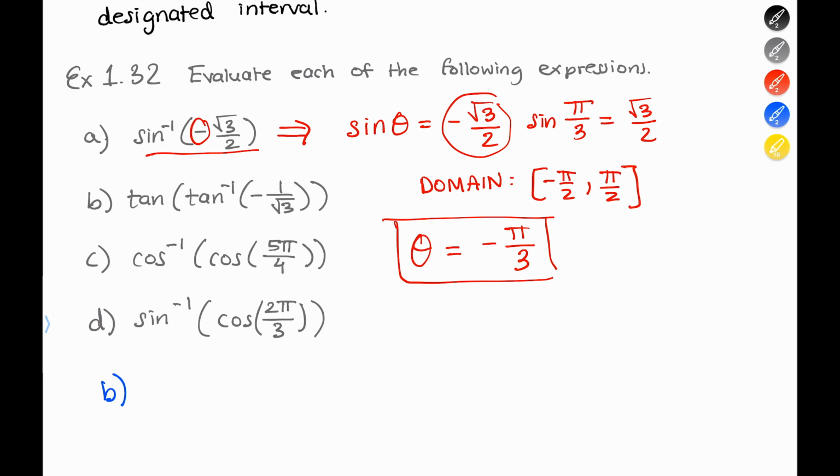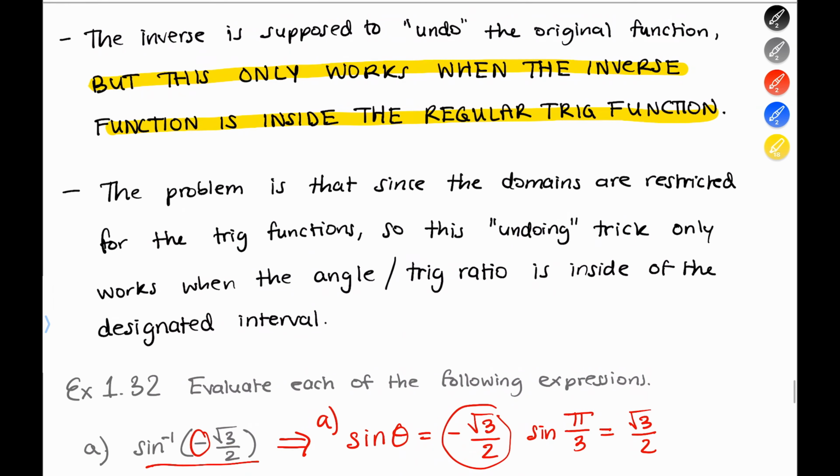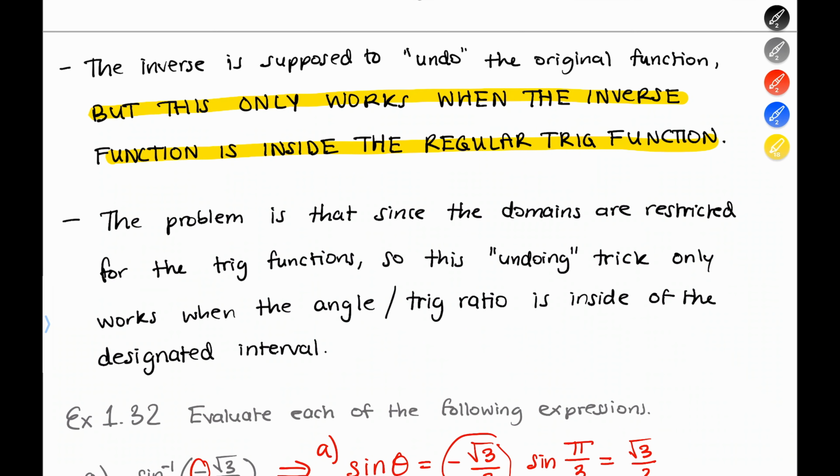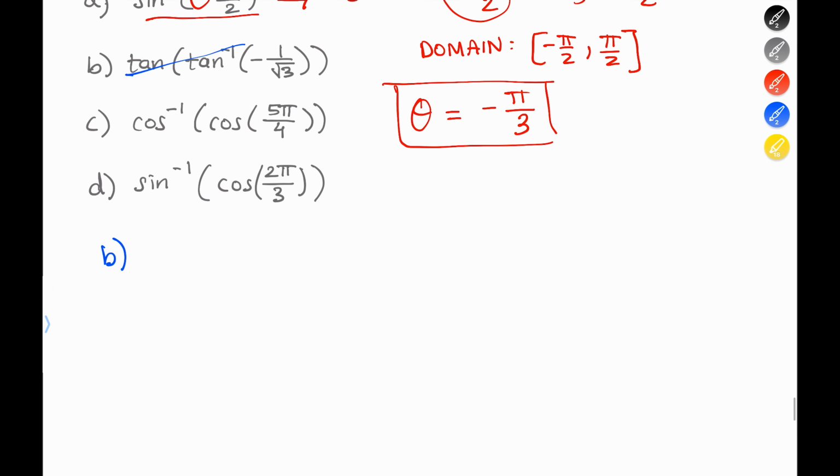Looking at B, it says tan of tan inverse of negative 1 over root 3. So remembering the trick I talked about earlier, the inverse is supposed to undo the original function. And this is the case. Because the inverse function is on the inside and the regular function is on the outside, we are able to cancel them out. And so we're going to be left with negative 1 over root 3. And this can also be written as negative root 3 over 3.